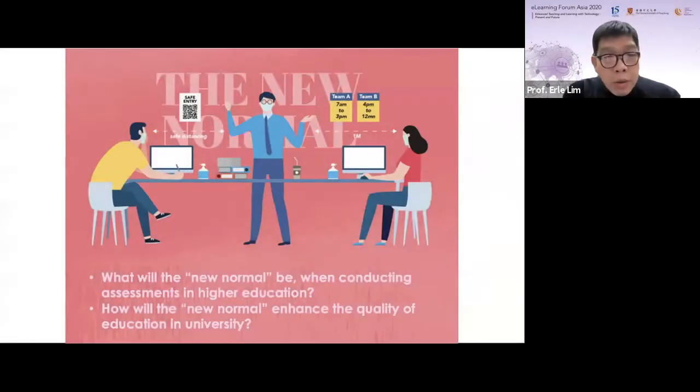Thanks, Chetwyn. I was asked by Chetwyn to talk about these 2 points. What will the new normal be when conducting assessments in higher education? And how will the new normal enhance the quality of education in university? Before I start, I'll just make a few comments. One, the question of whether the pandemic has accelerated things within even education, not just assessment. The answer is a resounding yes.